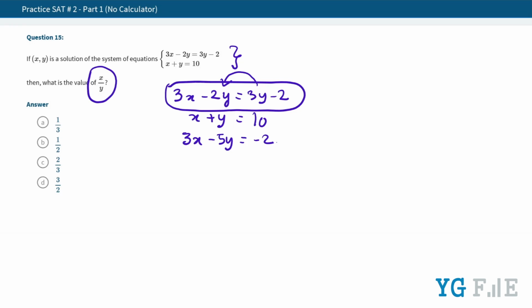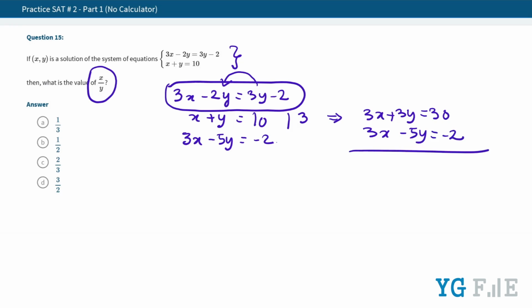Now for me, the elimination of x or y is easier, so instead of substitution, I'll simply multiply this by 3, so that this yields 3x plus 3y equal to 30, and the second equation is 3x minus 5y is equal to minus 2. So let us try to subtract these two. So this cancels and we get 8y, and we get 30 minus 2 is 32. We get y is equal to 4.